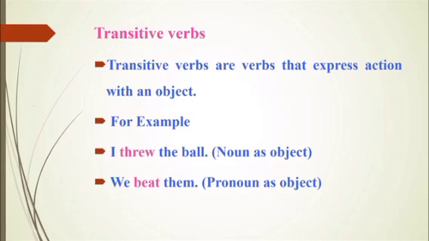Sometimes an object can be indirect, such as when you are expressing to whom the action is being done. So, transitive verbs are verbs that express action with an object. For example, I threw the ball. Here, threw is a transitive verb. The ball is a noun. It is considered as object. The next example sentence is, we beat them. Here, beat is a transitive verb. Them is a pronoun. It is considered as object.